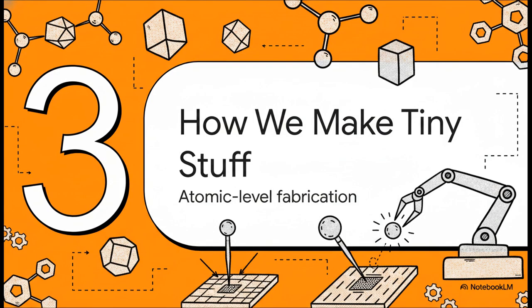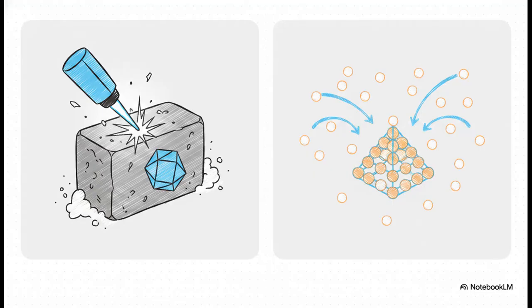All right, Section 3, How we make tiny stuff. Let's get into fabrication at the atomic level. Nanofabrication relies heavily on a dueling methodology. On one side, we have the top-down approach. This is exactly like sculpting a statue. You start with a big, large block of material and precisely carve or etch it away until you're left with nanoscale features. On the other side, we have the bottom-up approach.